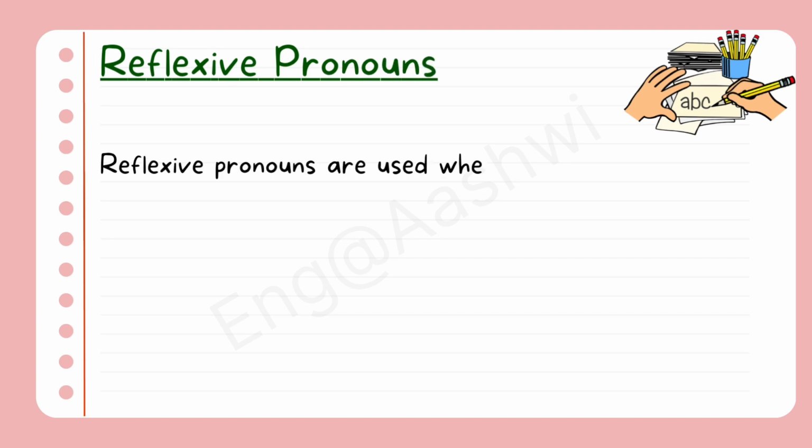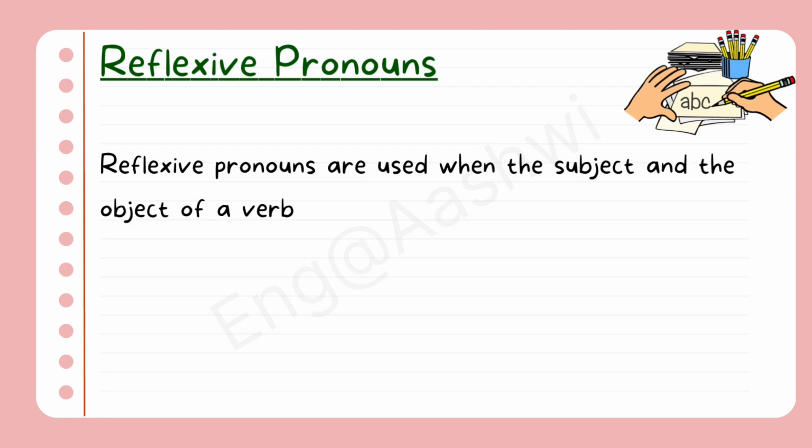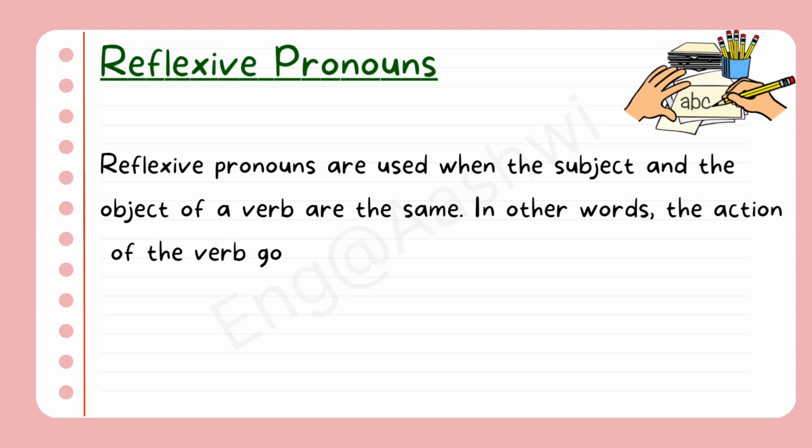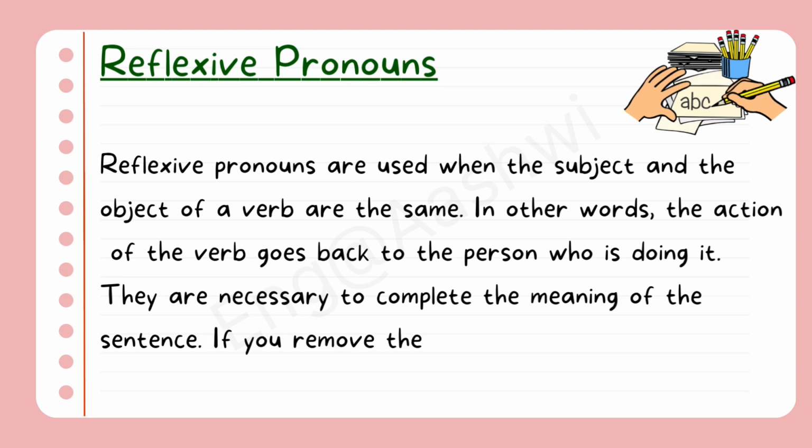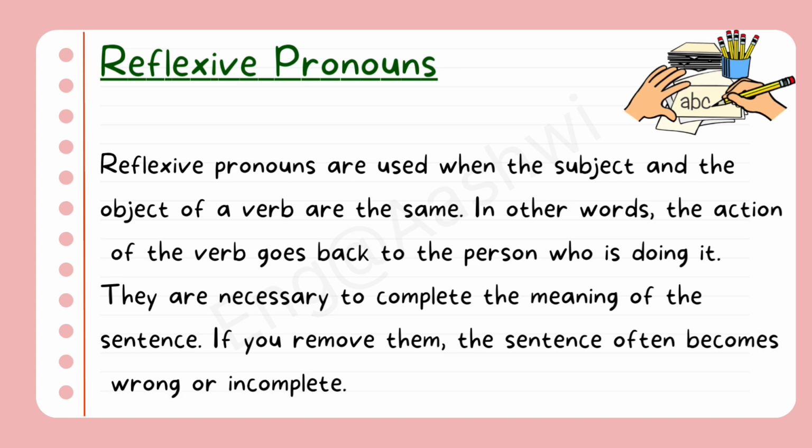Reflexive pronouns. Reflexive pronouns are used when the subject and the object of a verb are the same. In other words, we can say that the action of the verb goes back to the person who is doing it. It is necessary to use them to complete the meaning of the sentence. If you remove them, then the sentence often becomes wrong or incomplete.